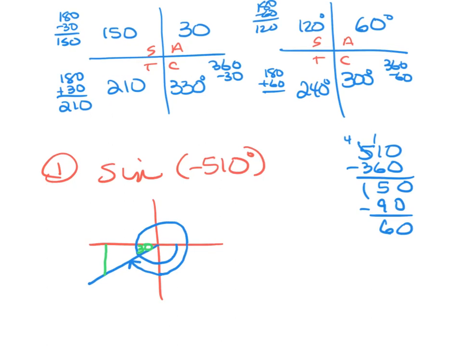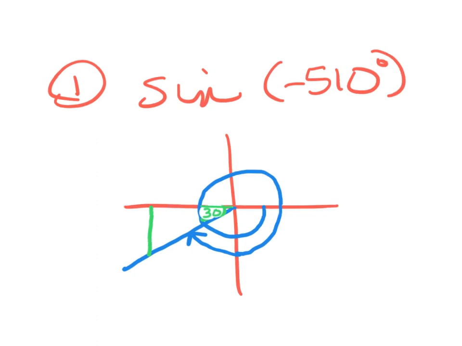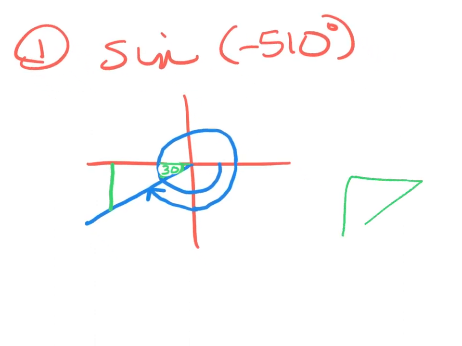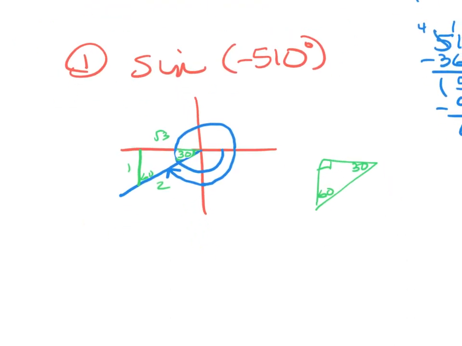I know you can't really see that. Let me make it bigger. So my reference angle for this is 30 degrees. So this is where drawing that triangle will come in. We could put it here, 30, 60, 90. So again, opposite 30 is 1. Over here, opposite 60 is root 3. And this is 2.